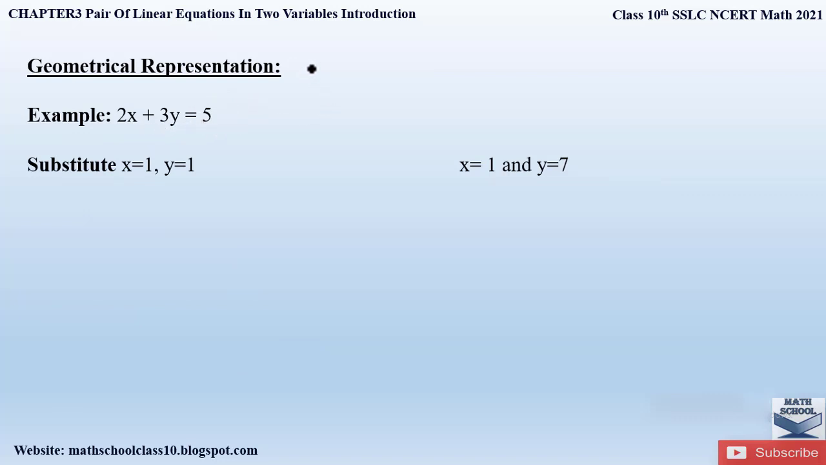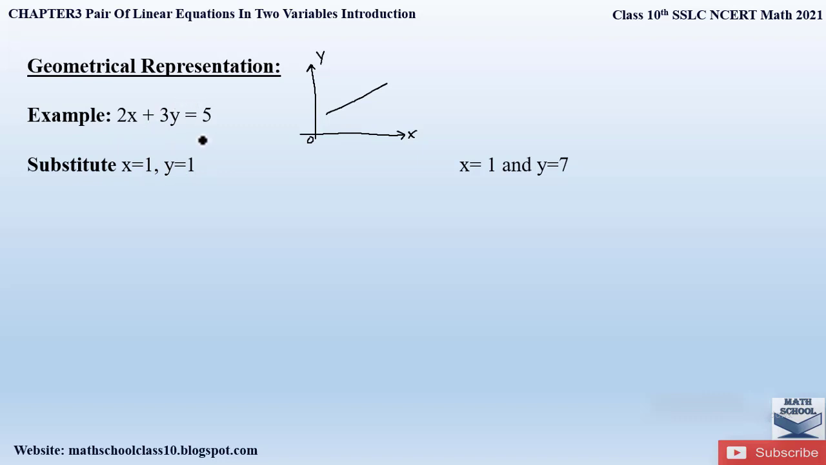Whenever we draw a graph on the x-axis and y-axis, assume this to be our x-axis and this to be our y-axis, a linear equation can be represented by a line on the graph. When we take a value of x and y, and if we substitute these values in the given equation, then the left hand side should be equal to the right hand side.